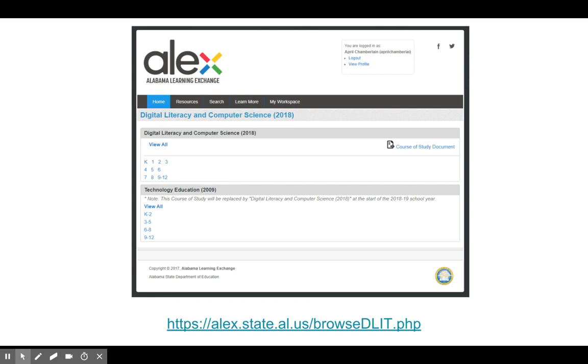provided in a way that you can easily spot just your grade level, the grade level you're looking for, or the entire document itself.